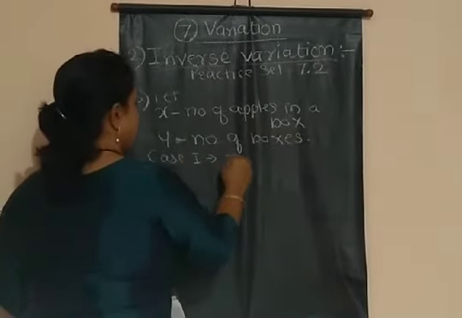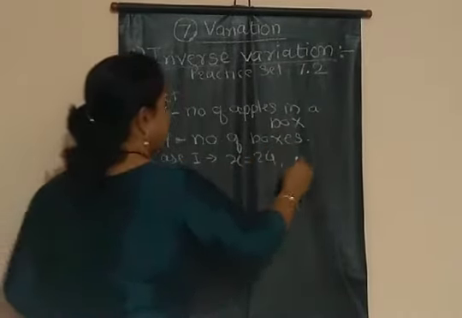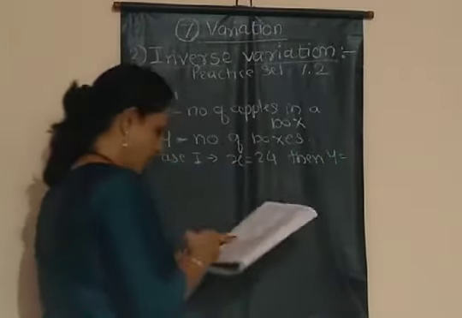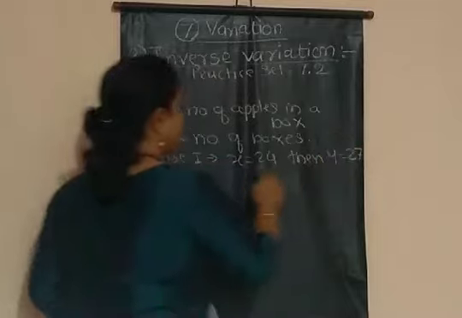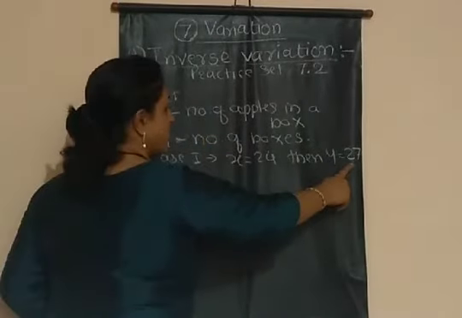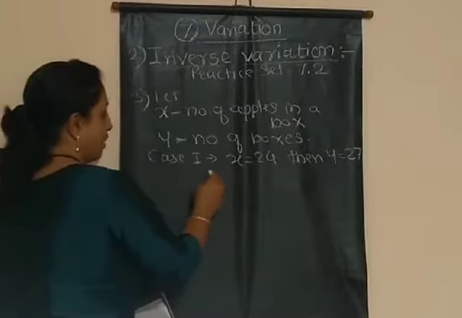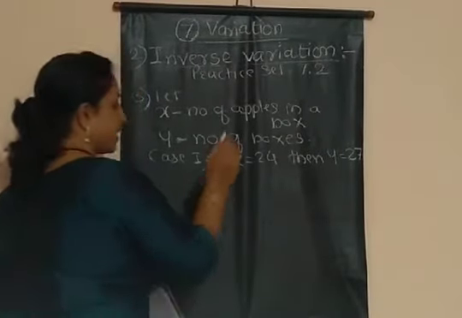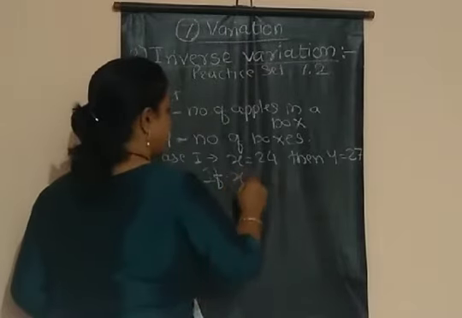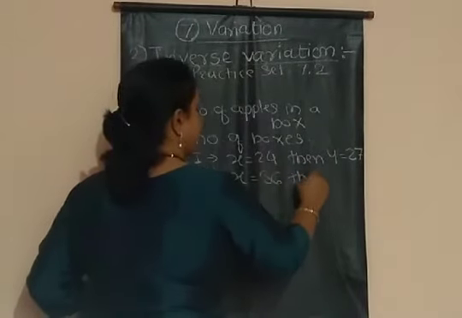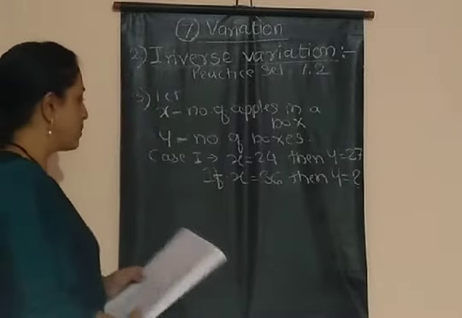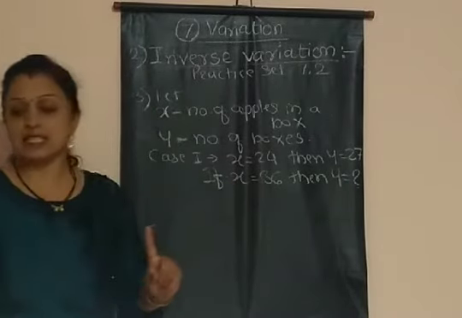Case 1: x is equal to 24, then y is equal to 27. Suppose 24 apples are in a single box, then 27 boxes are needed. Then what do we have to find? If 36 apples are filled in a box, it means if x is equal to 36, then what is the value of y? That we have to find here. So this is the first case and this is the second case.